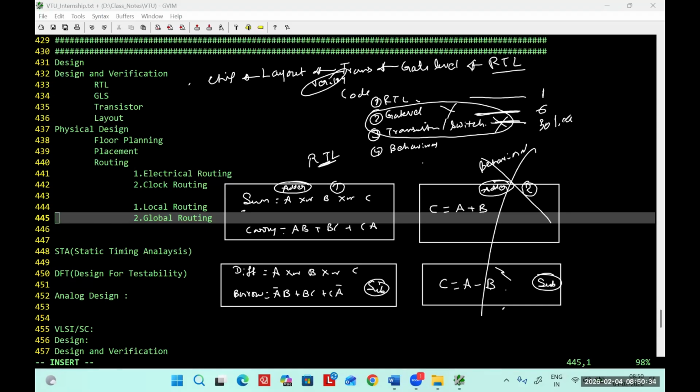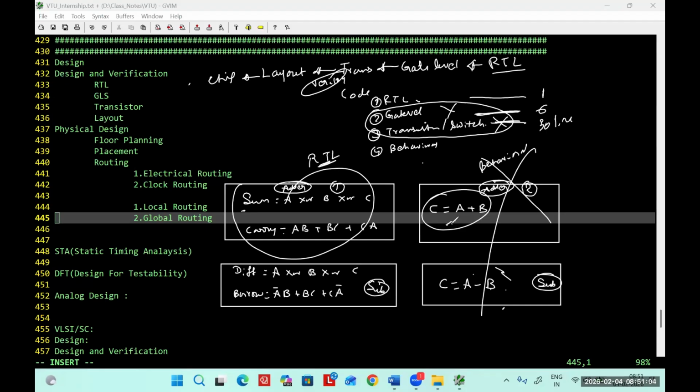People will say that instead of RTL, behavioral is still better, right? See, this is too good. But in order to develop a chip, what is the base? Layout. For layout, what is the base? Transistor. For the transistor, what is the base? Gate. For the gate, what is the base? RTL. Without this RTL base, can you do it? This is not possible.